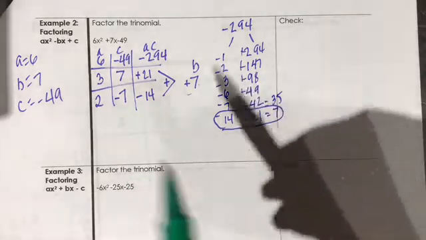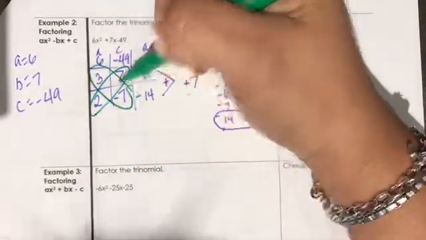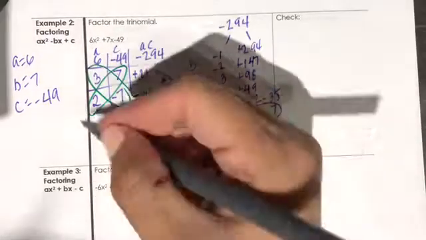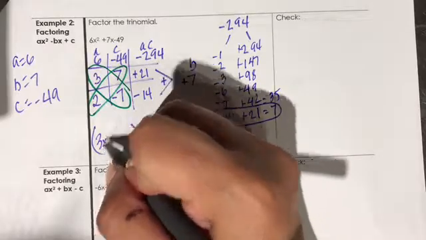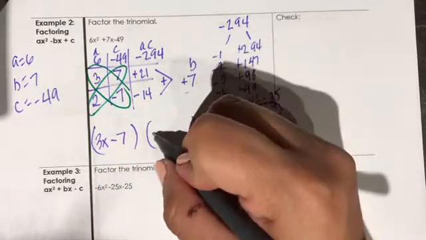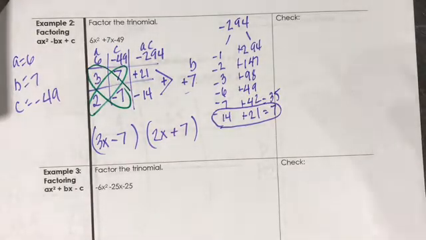Let's go ahead and build our factors, or our binomials, from the factors. 3x minus 7, 2x plus 7. And that's the answer.